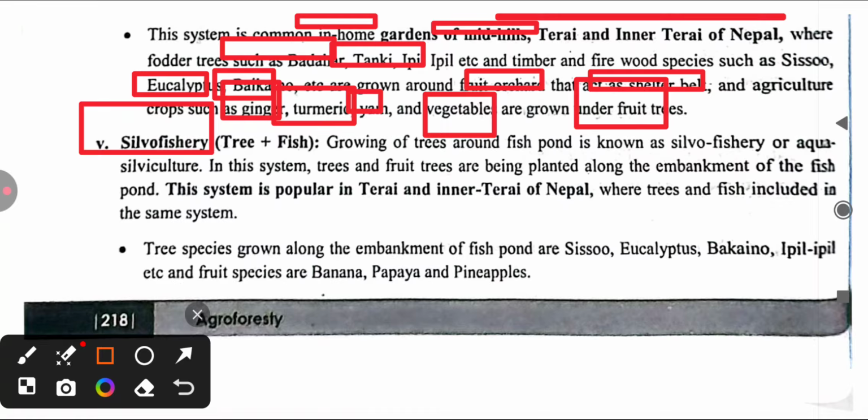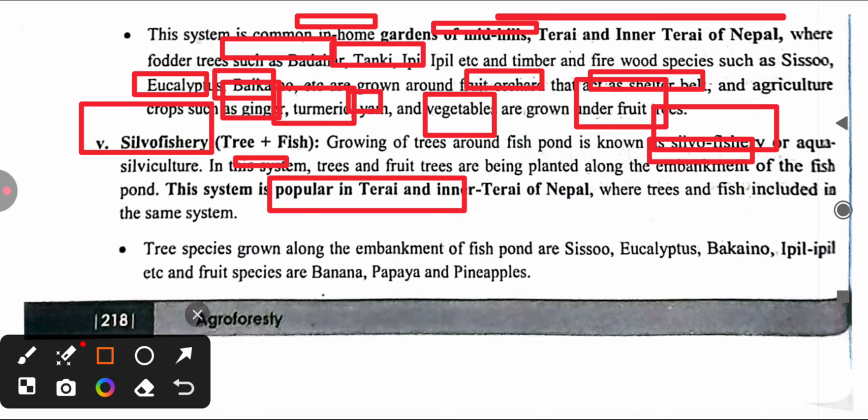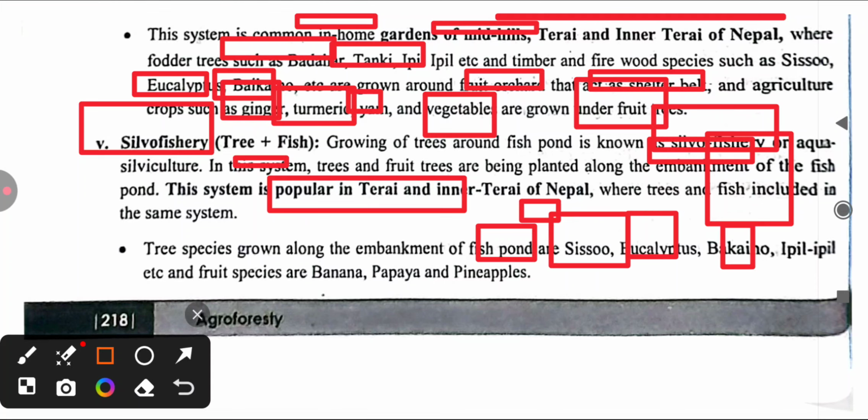Silvo-fishery: tree plus fish. Growing trees around a fish pond is known as silvo-fishery or aqua-silviculture. In this system, trees and fruit trees are planted along the embankment of the fish pond. This system is popular in Tarai and Inner Tarai of Nepal, where trees and fishes are included in the system. Tree species growing along the embankment of fish ponds are sisau, eucalyptus, bakaino, ipil-ipil, etc., and fruit species are banana, papaya, and pineapple.